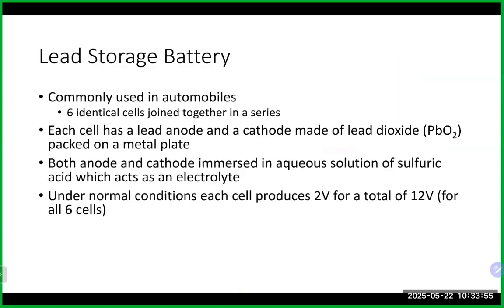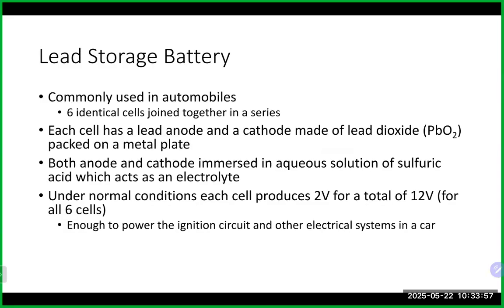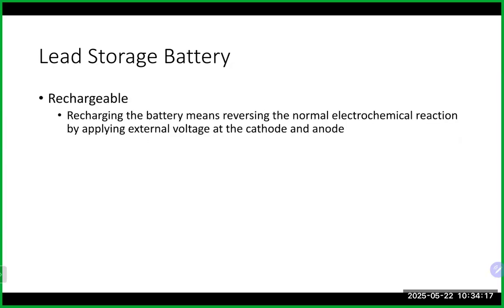Lead storage batteries, which are common in automobiles. There are actually 6 cells put together. Each one gives you about 2 volts for your 12-volt car battery typically. And that is enough, obviously, to power everything on when you turn the key. Unless, of course, you're running late, then it will not turn on for you sometimes. But it also gets your other electrical systems going as well.